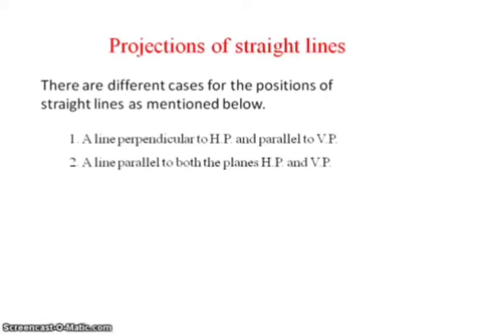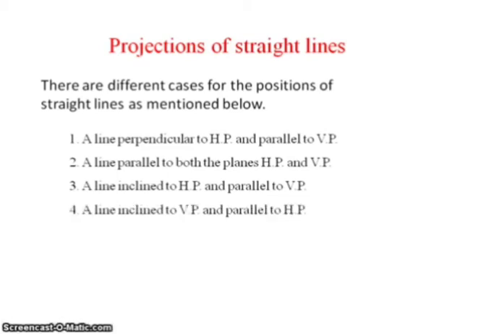The second one is a line parallel to both planes, the horizontal plane and vertical plane. In this condition, how will the front view and top view be? The next one is a line inclined to the horizontal plane and parallel to the vertical plane, where we also have to draw the orthographic views. The next case is a line inclined to the vertical plane and parallel to the horizontal plane. And the next is a line inclined to both the horizontal plane and vertical plane. In this condition also, how will the front view and top view be?